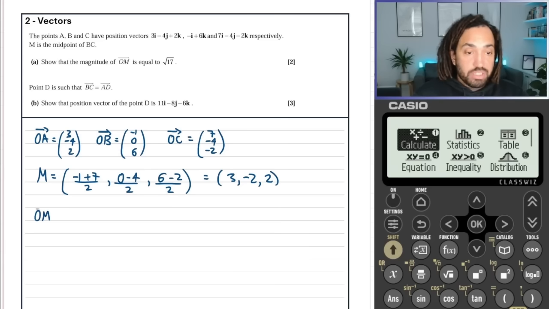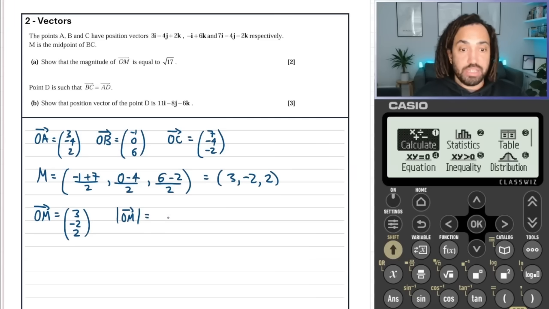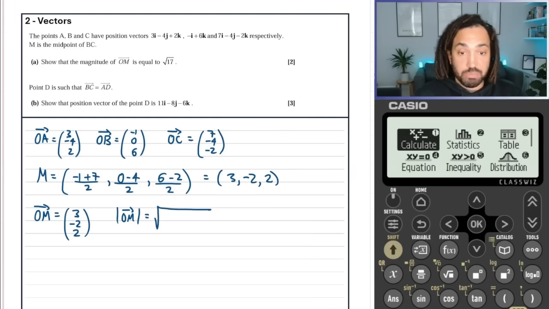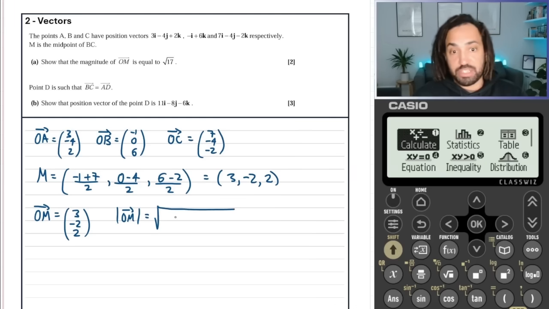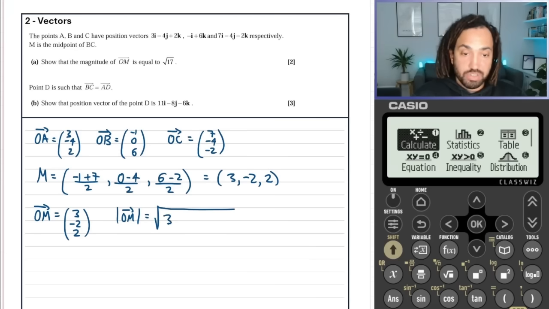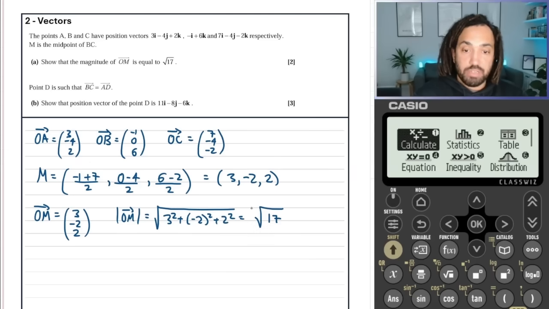So therefore we can say that the position vector of M is just that coordinate written out as a vector, which looks like this. And then the magnitude of OM is just using Pythagoras, because to find the distance or the magnitude of a vector, you take each of its components and you square, and then you add them together, and then you square root, and that will give us root 17. Perfect.